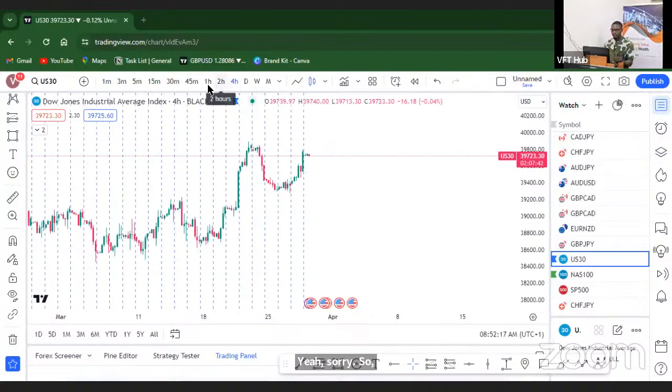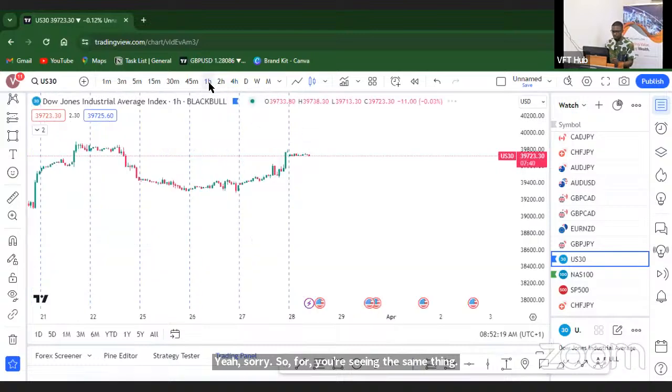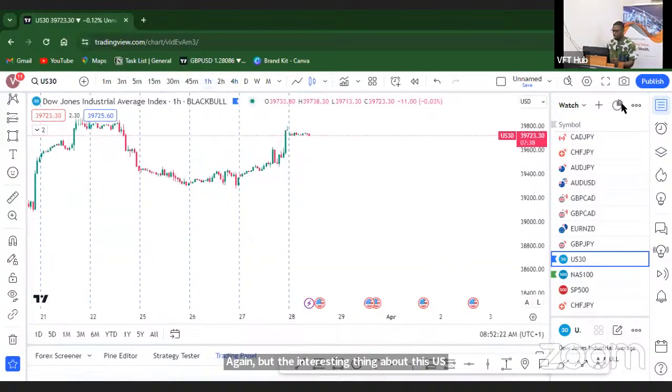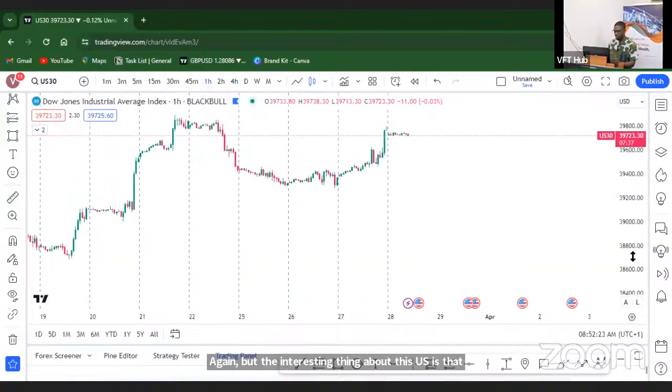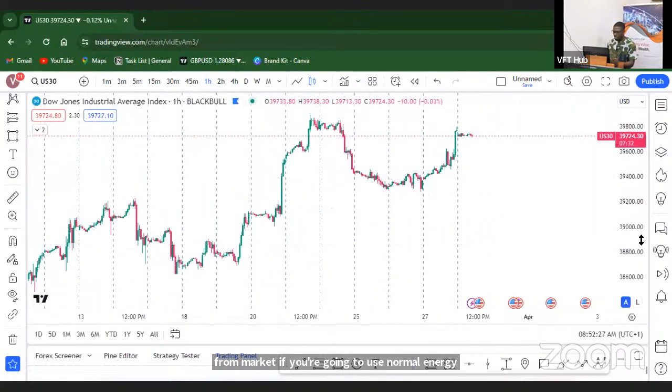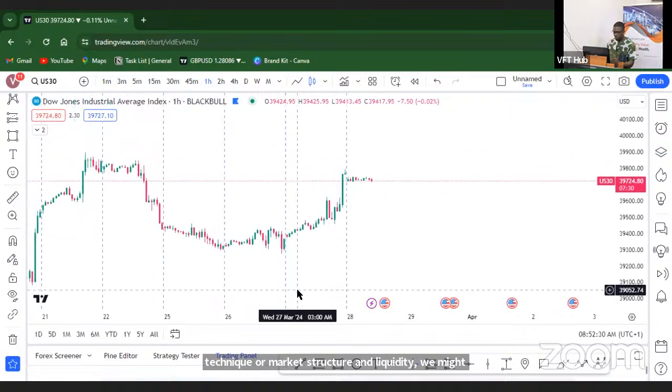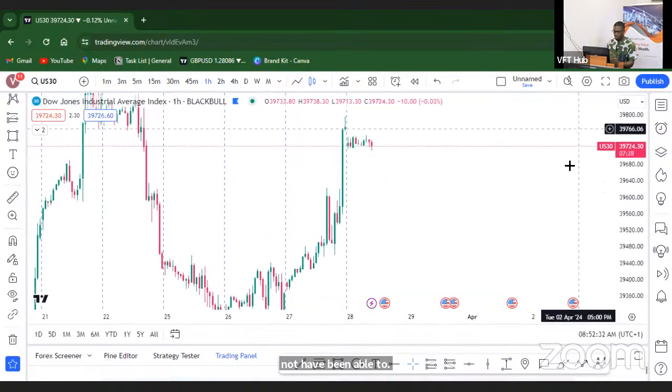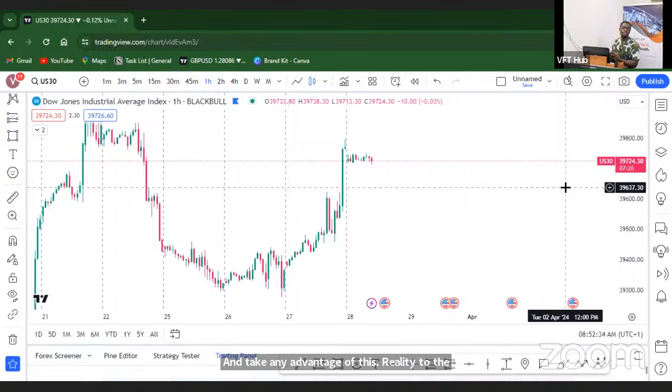But the interesting thing about this US30 is that if you're going to use the normal entry technique for market structure and liquidity, we might not have been able to take any advantage of this rally to the upside. However, there are other entry technique models we have on the floor here that allow us to take advantage of several market conditions, one of which we've heard about even from my colleague. You'll be hearing things like base.